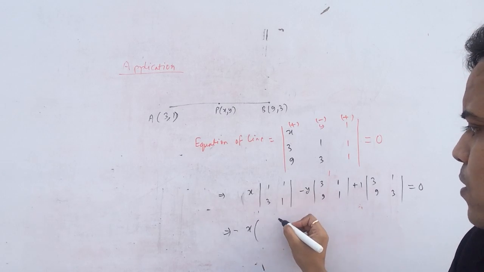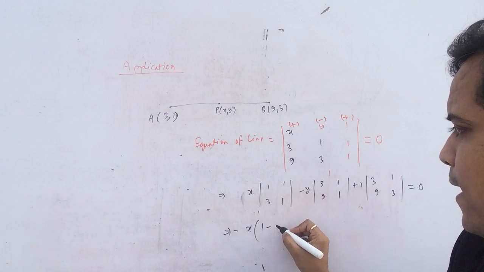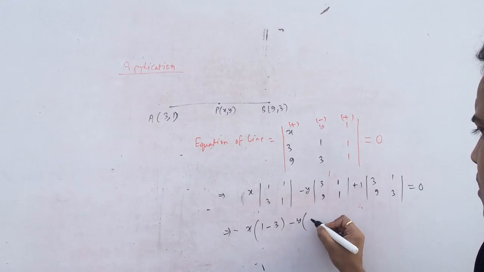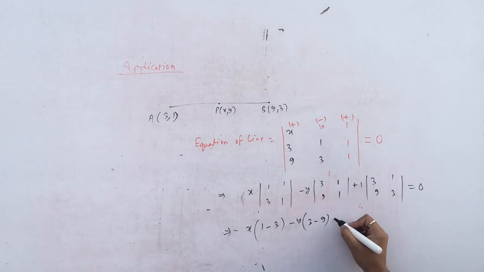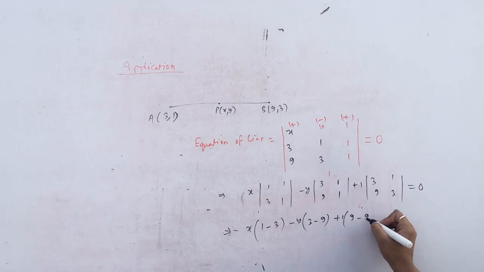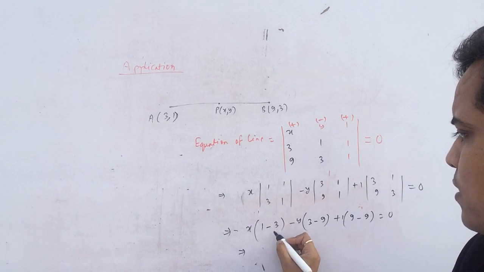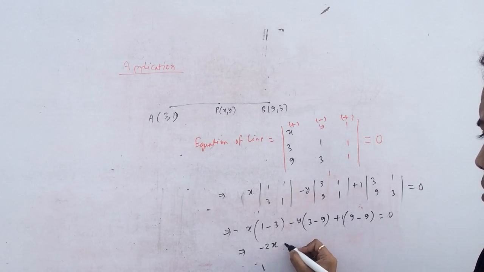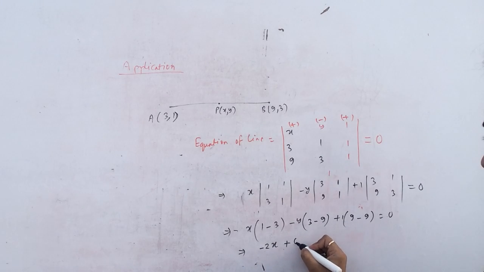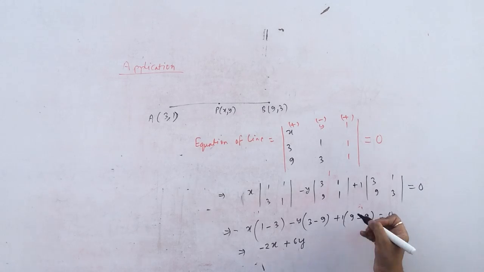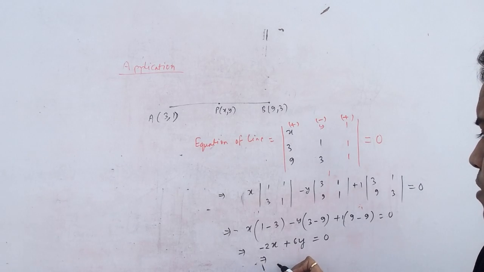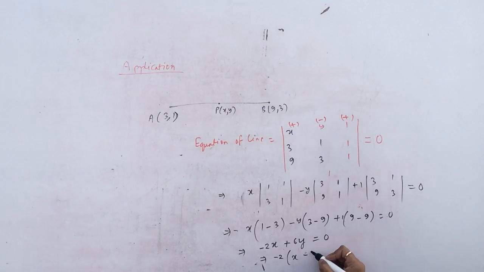Here x, left cross minus right cross, 1 times 1 and 3 times 3, minus y, 3 minus 9, okay, plus 1 here, 3 is 9 minus 9 equal to 0. So you will get minus 2x, here you will get minus 6y plus 6y, right, and 9 minus 9, 0 equal to 0. Take minus 2 common, minus 2 times x minus 3y equal to 0 implies x minus 3y equal to 0 is the equation of line. Alright.